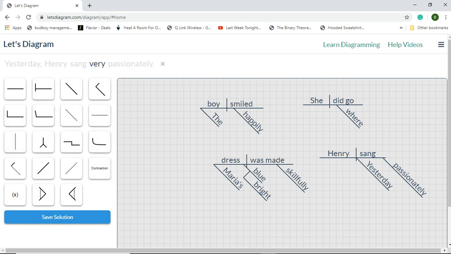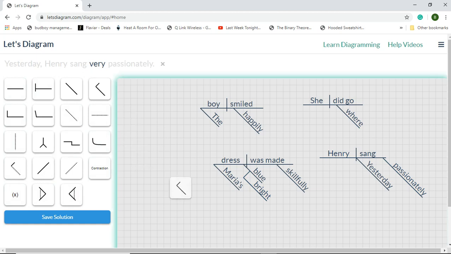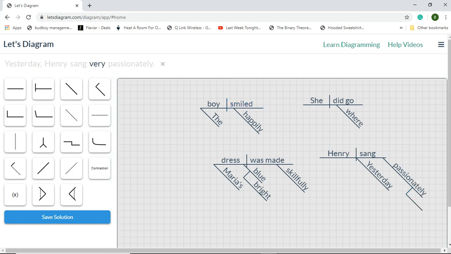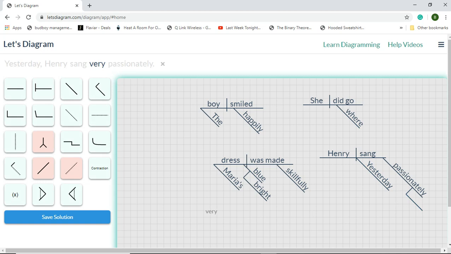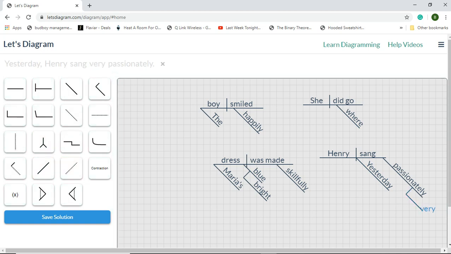Alright, and our last adverb modifies the adverb passionately and answers the question how. How did Henry sing? He sang very passionately. So we put this right under here, showing that very modifies passionately. That's how it's going to look.